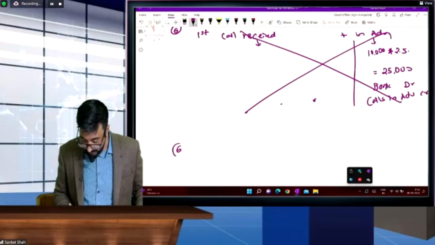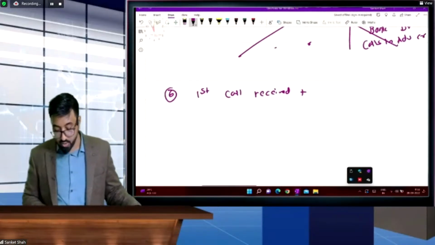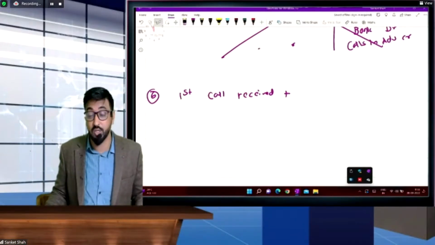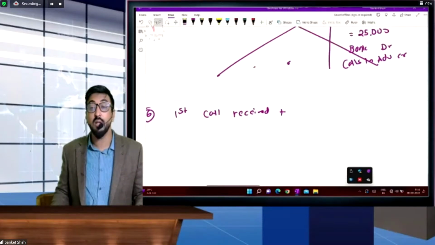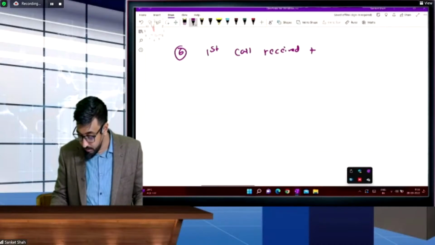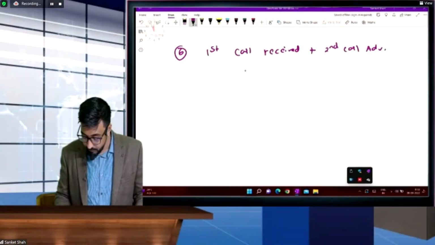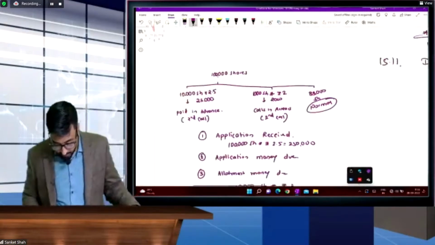Sixth one. Those who have written first call received, it's okay. But you understood, if first call is not received, then you have to pass in such a way. Now here ICAI has made it simple. Only second call is not made. First call received and second call in advance. Final call advance.